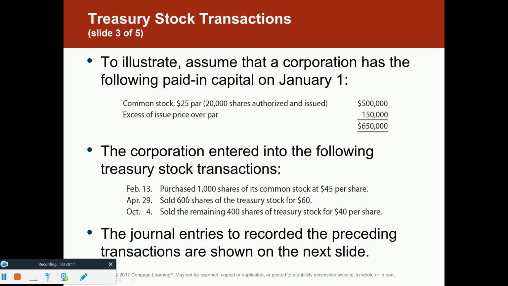April 29th, out of the 1,000 that they bought, they're going to sell back 600 shares to the investing public at $60 a share. And then October 4th, right after buying 1,000 and selling 600, they only have 400 left, and they sell the remaining 400 for $40 per share.